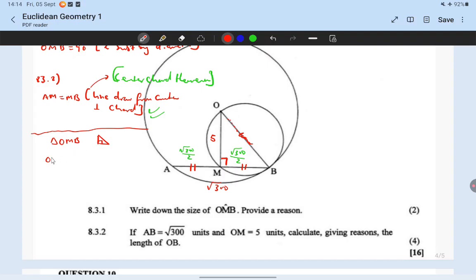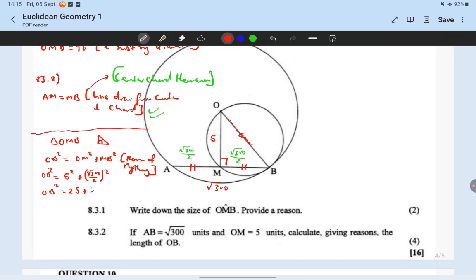So OB squared must be equivalent to our OM squared plus our MB squared. And the reason being theorem of Pythagoras, because this is a right-angled triangle. So OB squared can be equivalent to our OM, which is 5 squared, plus our MB, which is root of 300 over 2 squared. So OB squared gives us 25 plus, and this will give us what?